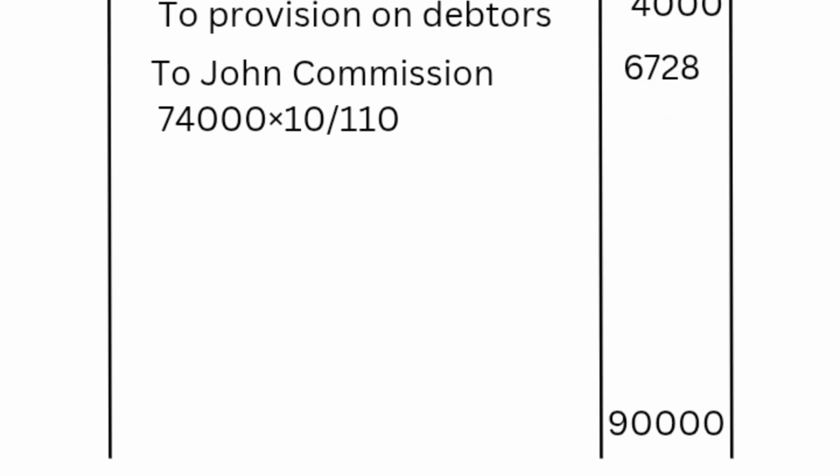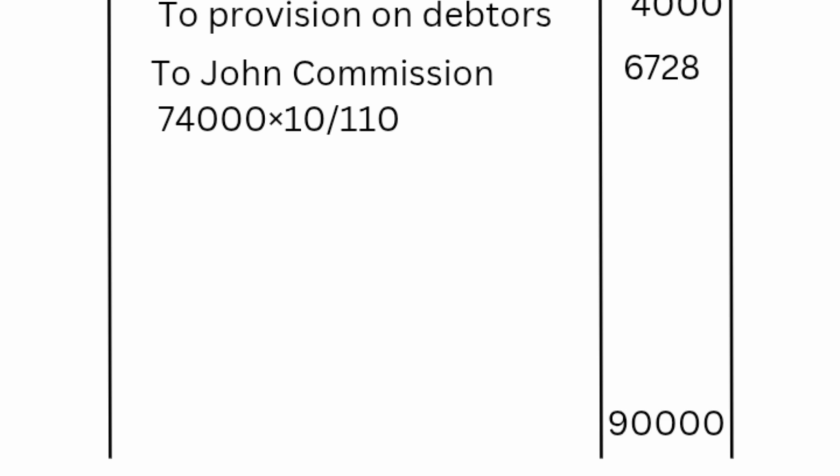We use 110 because if the profit is taken after charging commission, we have to add the rate of commission plus 100. So the rate of commission is 10 plus 100, so it will be 110. But if profit is taken before charging commission, then the rate of commission is divided by 100. So I hope you understand. I've explained this one in the previous video. If you haven't watched that one, remember to watch it. I will provide the link in the description.